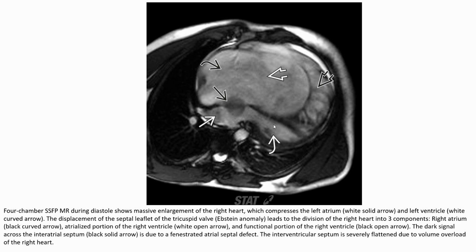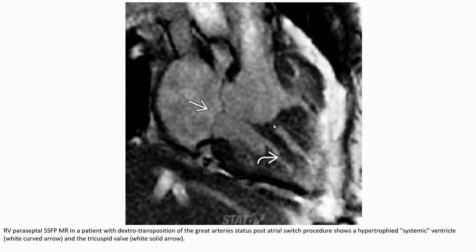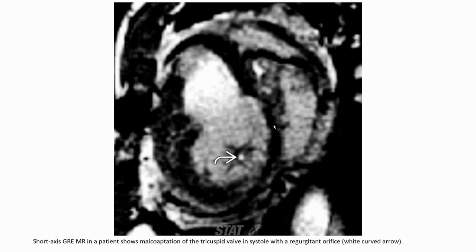This MR image during diastole shows massive enlargement of the right heart, which compresses the left atrium and left ventricle. This MR may show malcoaptation of the tricuspid valve in systole with regurgitation.